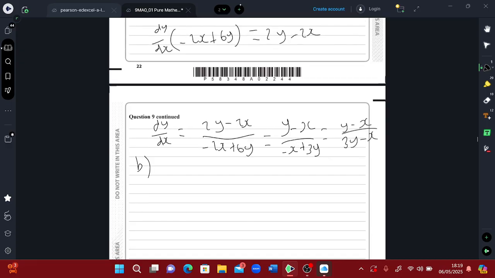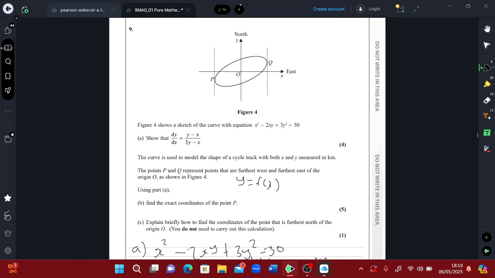Let's read what the other question said. Now there's a graph to it as well, so that'll come into play. The curve is used to model the shape of a cycle track with both x and y measured in kilometers. The points P and Q represent points that are furthest west and furthest east. West would be the negative x-axis, and furthest east the positive x-axis, so P and Q. And then it says use part A to find the exact coordinates of P.